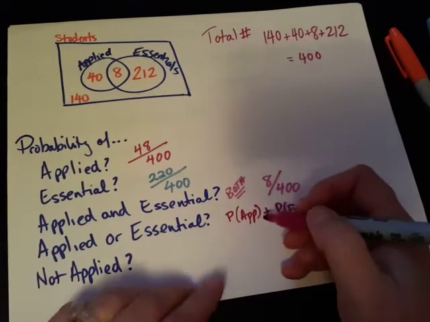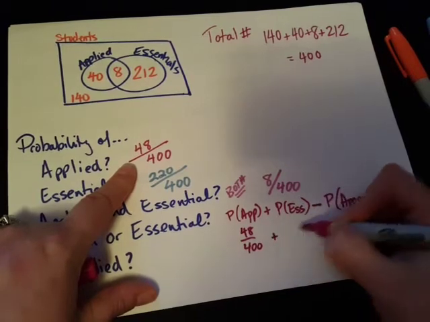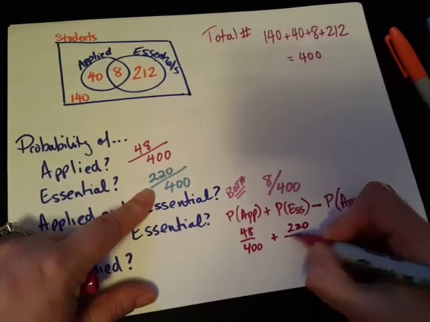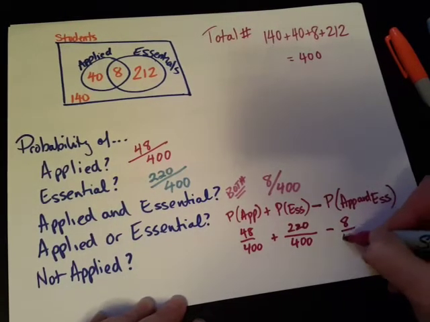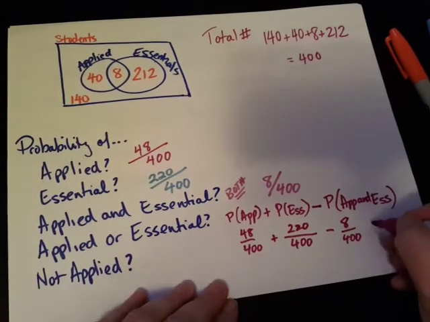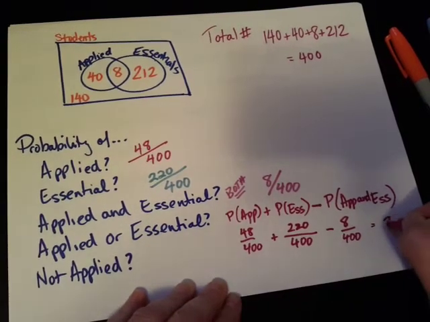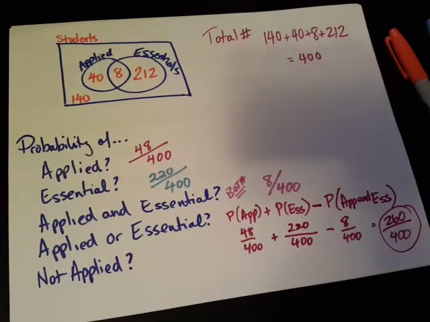So this looks like 48 out of 400 plus 220 out of 400. And then we're going to minus off the 8. We're just going to subtract it off once because the 8 is in here and the 8 is in here. So let's get that. So that gives us 260 out of 400 are in either applied or essentials.